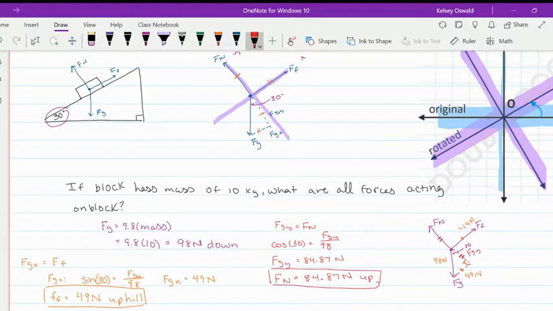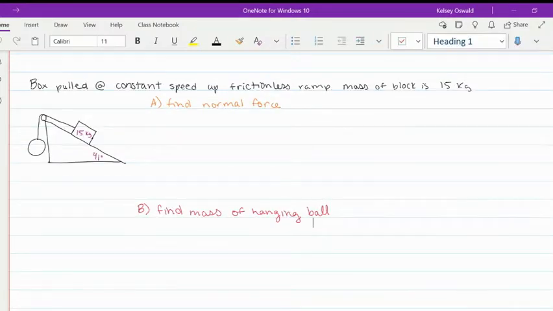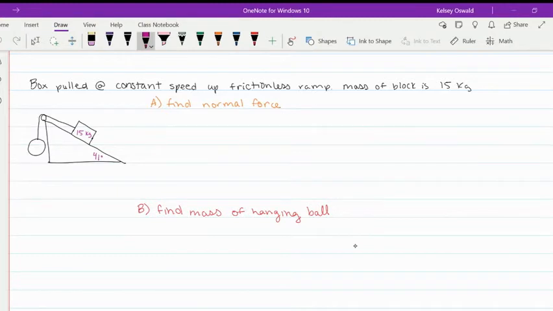Perfect. So we're going to follow the same process that we did earlier. The only difference is that we're rotating our X and Y axes. In this example, we have a box pulled at a constant speed up a frictionless ramp. The mass of the block is 15 kilograms. Our angle of incline is 41 degrees. And this block is being pulled uphill by the weight of a ball on the other side of the pulley. So the first thing we want to do is find the normal force on that block.